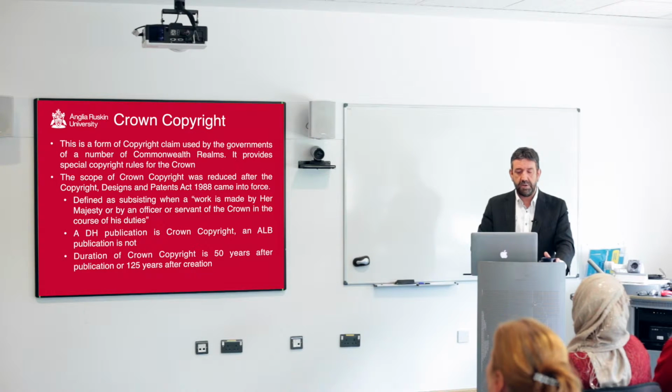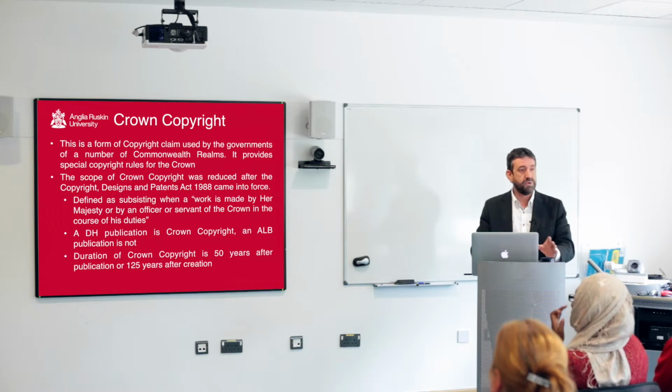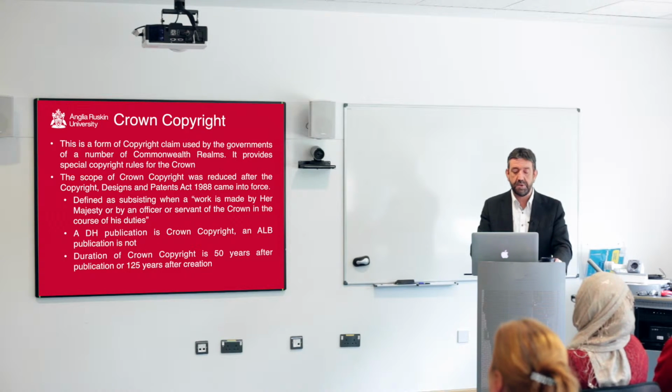Less important here, but something, again, one of the intellectual property rights that we should know about is Crown copyright. It's the sort of thing where Her Majesty's Stationery Office produce something and they have a different type of copyright called Crown copyright, and for example the Department of Health or the NHS, they will utilise this means of copyrighting something, and it's 50 years after publication or 125 years after creation, which obviously can be two different things.